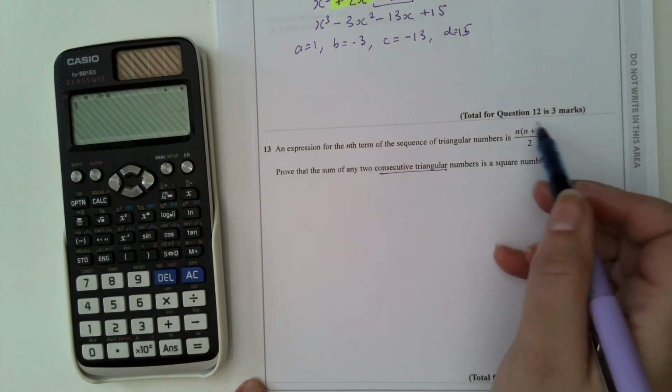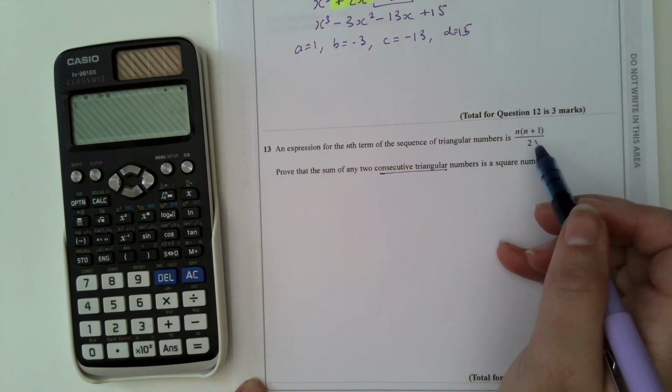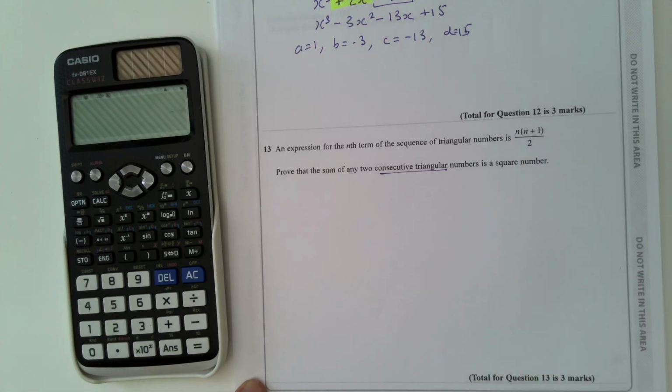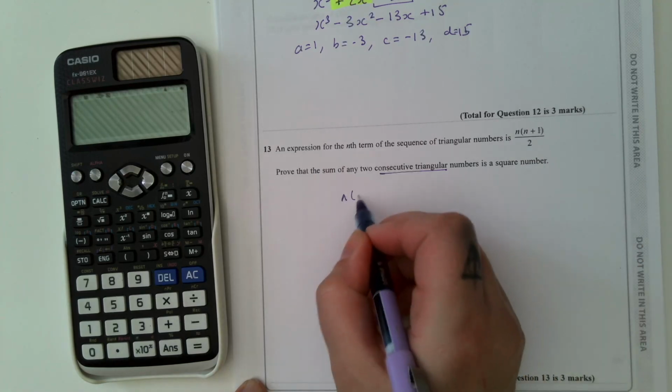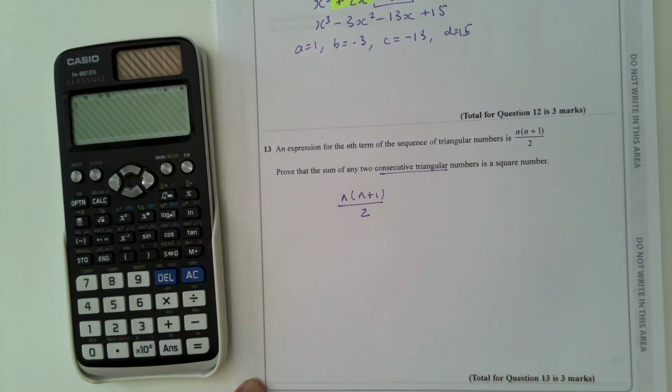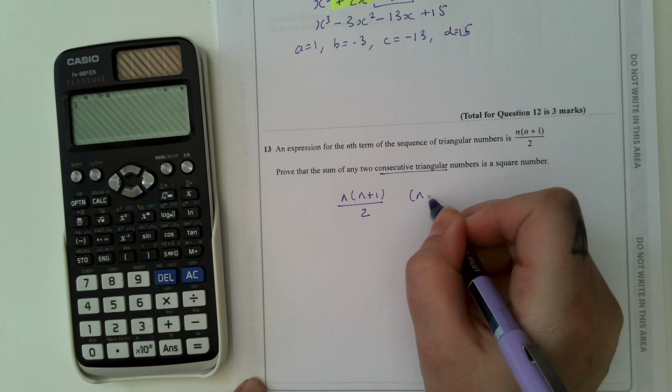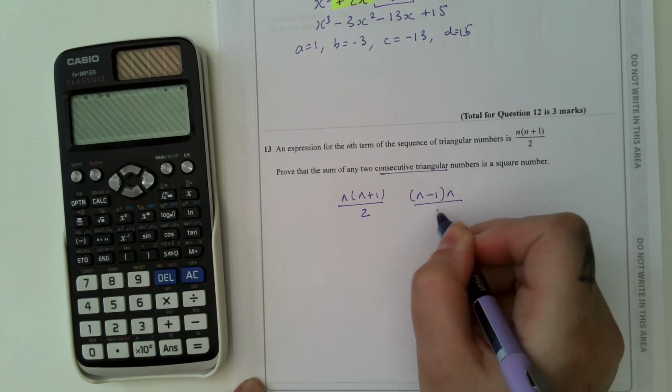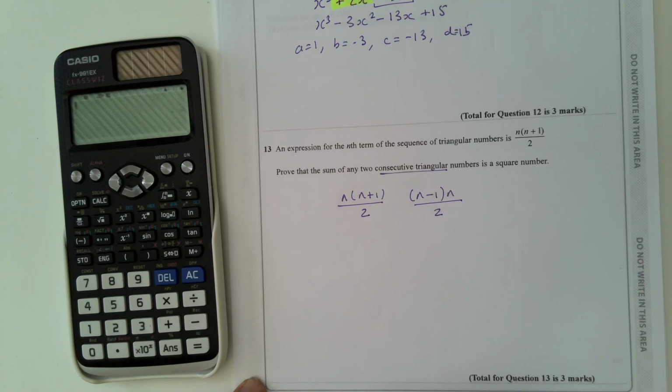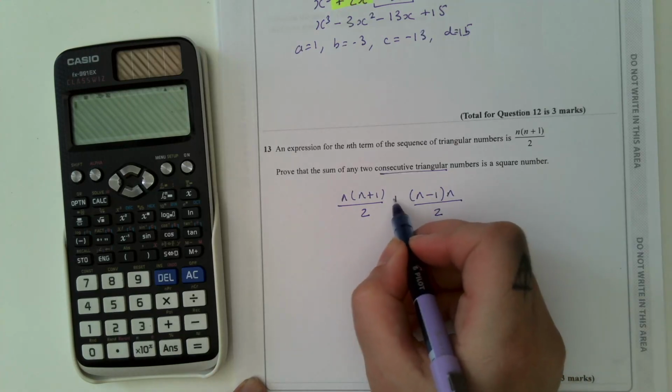So if this is our first triangular number, n plus 1 over 2 is our first triangular number. Our next triangular number can be written as n minus 1 times n over 2. Okay, so we're going to show that the sum of these gives us a square number. So we're going to add these together.